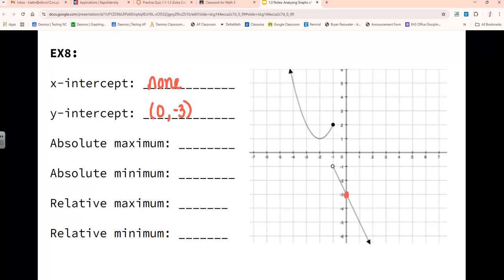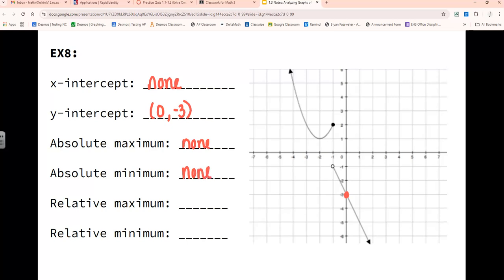Okay? What about absolute maximum? What's the very, very highest point on this graph? Do I have one? I do not, because I've got an arrow that goes up forever right here, so you can't ever get to the highest point. So you would say none for your absolute maximum. What about my absolute minimum? Not one. Same thing. I got a down arrow, right? So that's a none.